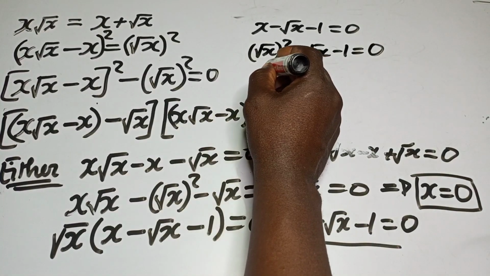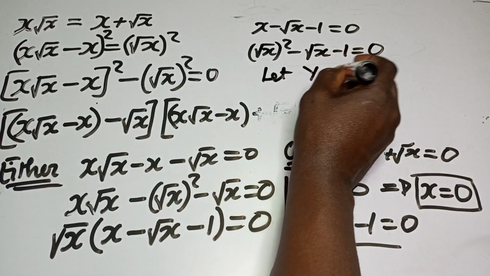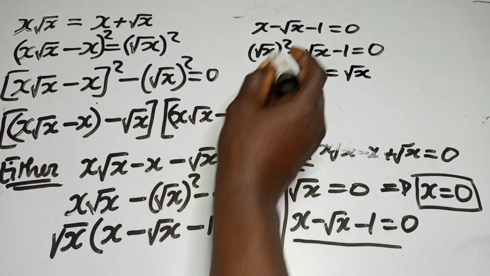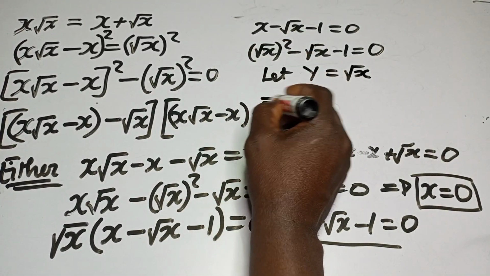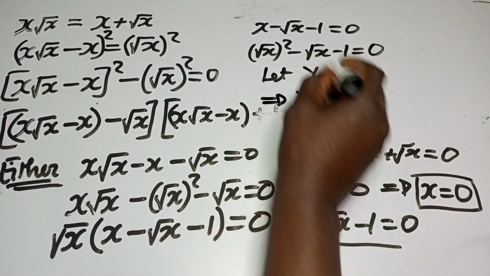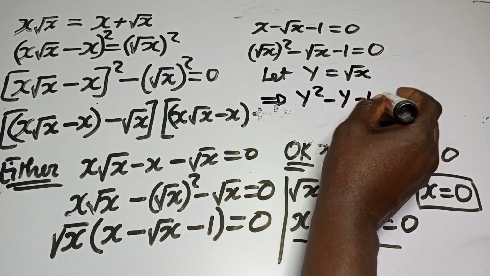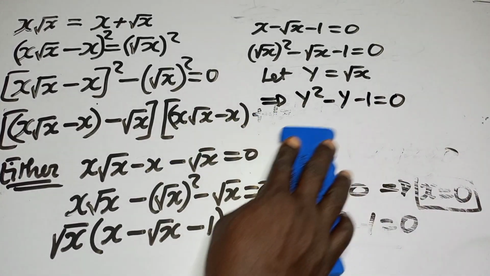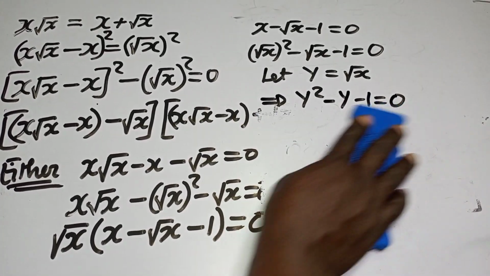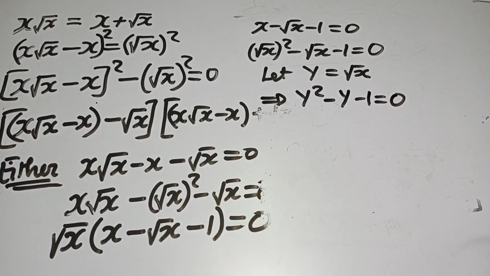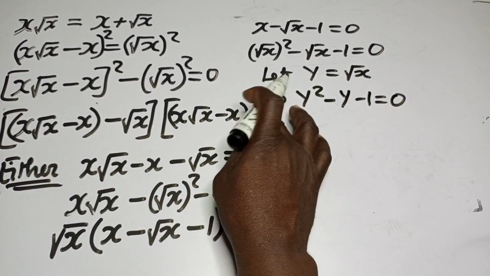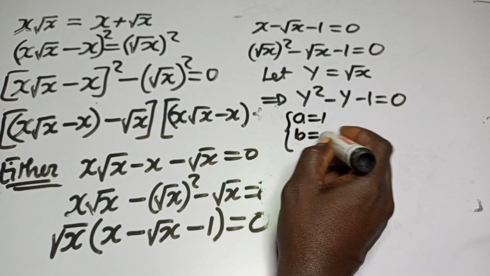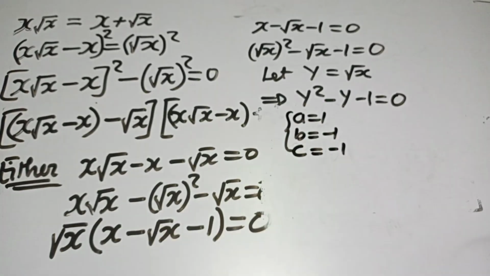So we can see the quadratic there. To make it better, we can make the substitution y equals root x, so that wherever we see root x, we put y. So this one becomes y squared. We have y squared minus y minus 1 is equal to 0. We see this quadratic in terms of y. If we collect our coefficients, a is 1, b is -1, c is -1.